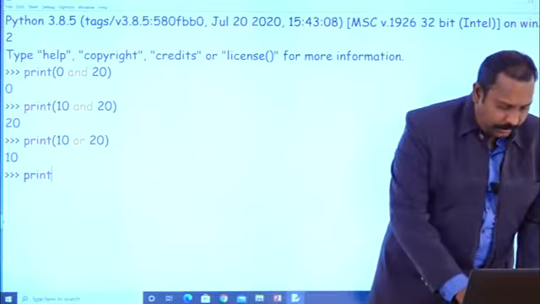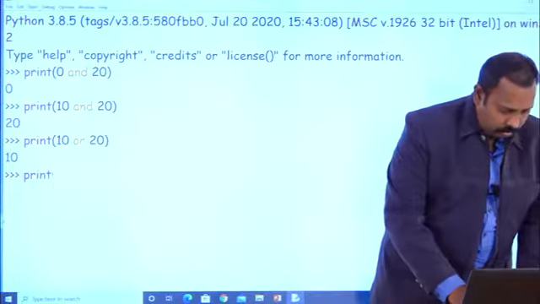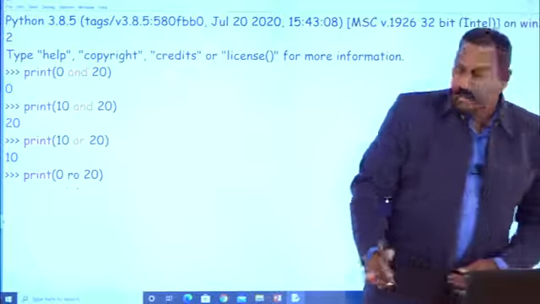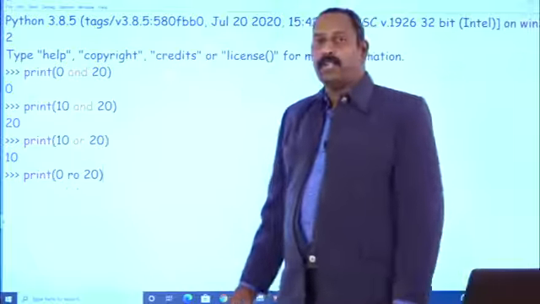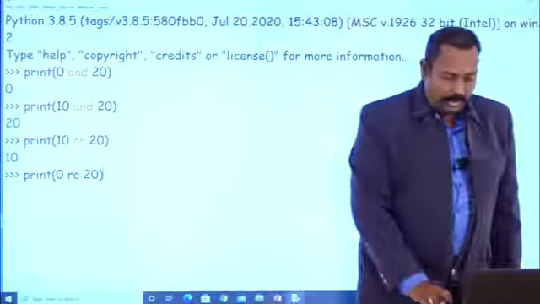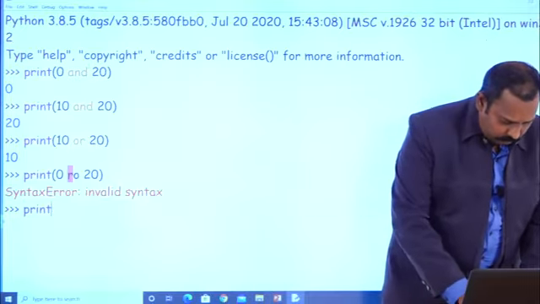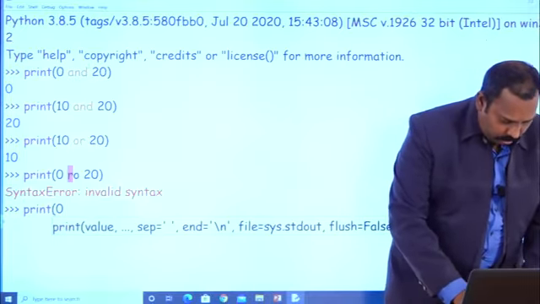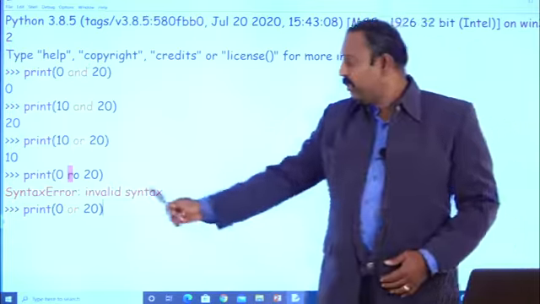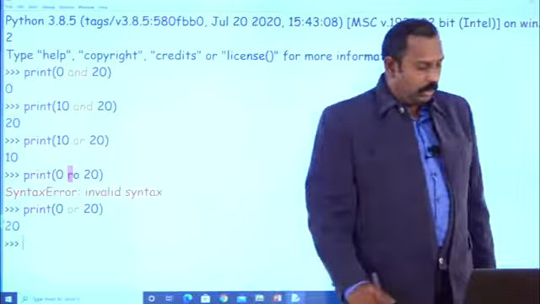Suppose I write print 0 or 20. Here 0 means false. Then you will get the output Y. What is the output here? 20. So this is false, so you get the output Y. You will get 20.